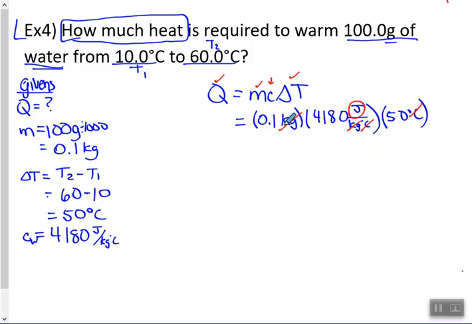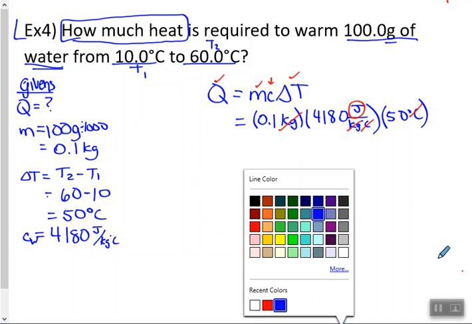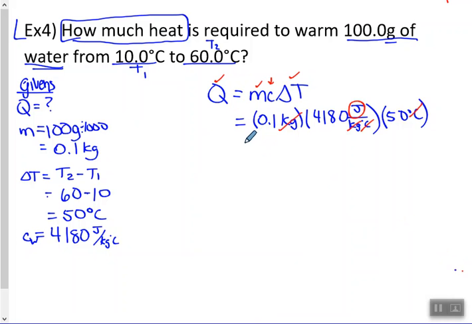If you had grams here, your grams and kilograms would not reduce. So you would not have the proper units. You would not end up with the proper answer. So make sure that you are changing that mass into kilograms first. It's very, very important.